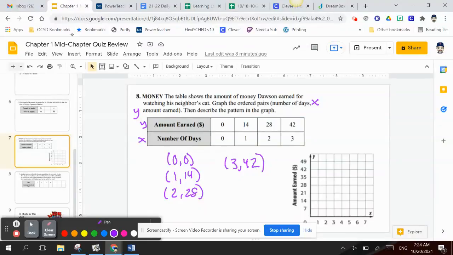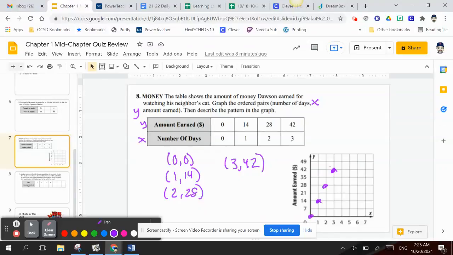I start at 0, I move 0, so there it is right here. I go 1, 14, I start at 0, I go over 1, up to 14. I start at 0, I go over 2, and up to 28. And for the third one, I start at 0, I go over to 3, and up to 42.